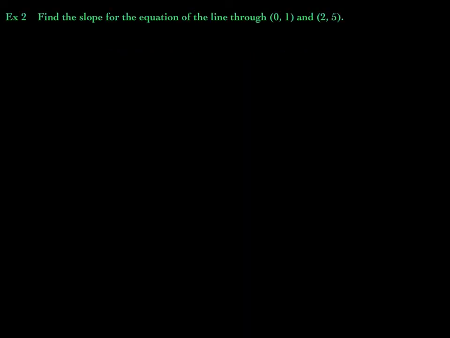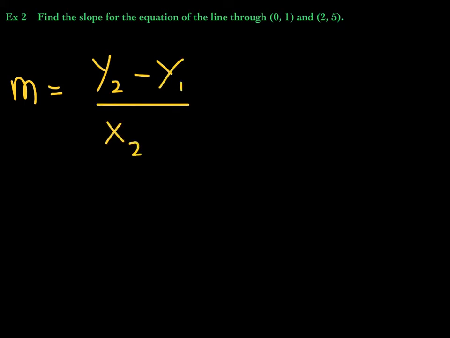Find the slope for the equation of the line that's going through (0, 1) and (2, 5). Okay, notice they're asking you for the slope of a line, and they gave you 2 points. What you're going to need in this example is something called the slope formula, and I'm going to give it to you now. So the slope formula is m is equal to y sub 2 minus y sub 1, let me make it look more like a y, over x sub 2 minus x sub 1.